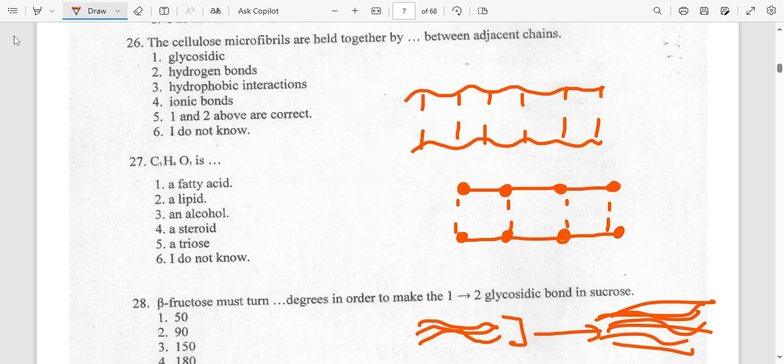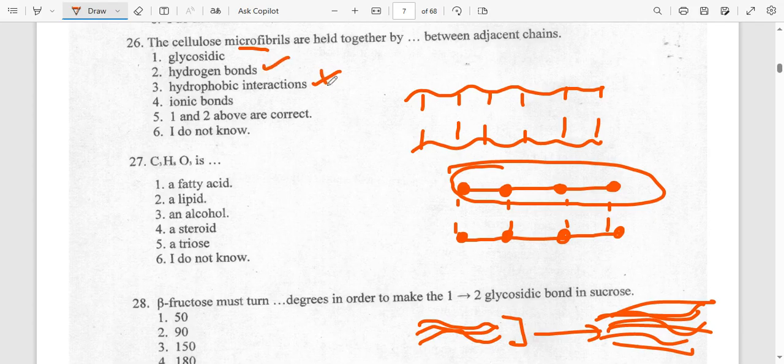So which one would be the best answer to pick here? This one chain alone is held by glycosidic bonds. To hold the chains here for you to be able to form a microfibril, you only have hydrogen bonds. So cellulose microfibrils are going to be held by what? Hydrogen bonds.